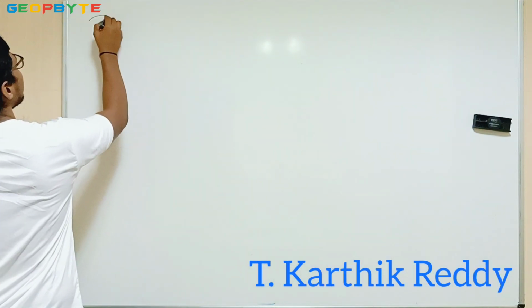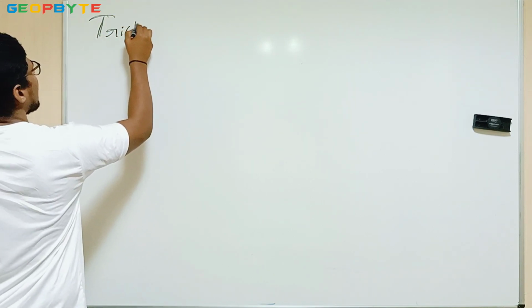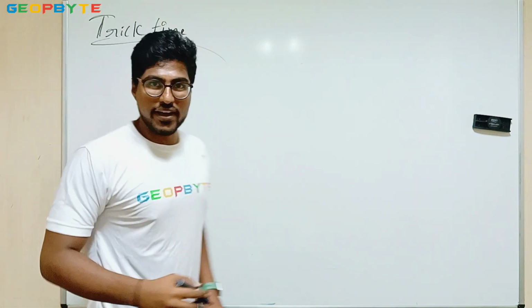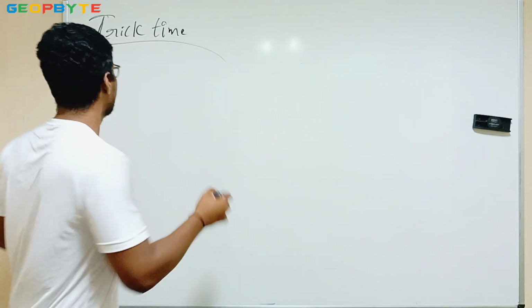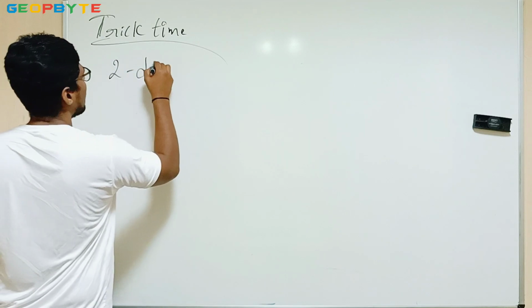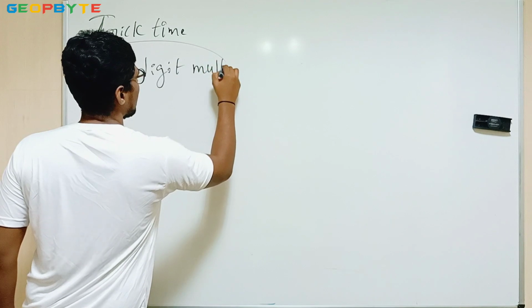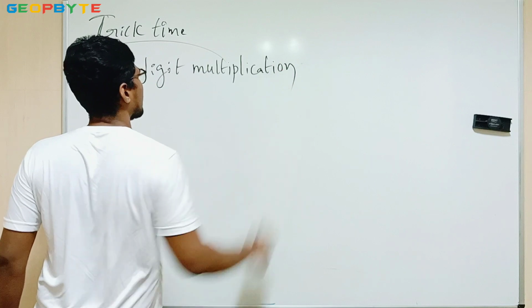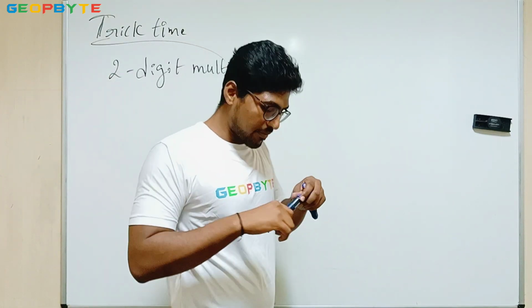So yeah, trick time. So what is the trick? I am going to give you the trick of two-digit multiplication. After that, I am going to give you the three-digit multiplication also.